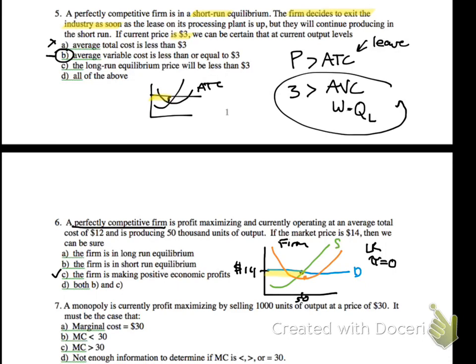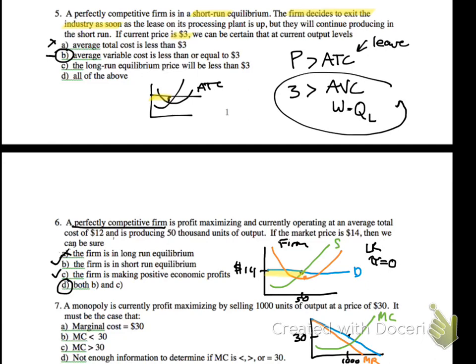So that means right now it's not in the long run. It must be in the short run because they're making profits as well. So the answer is D, both B and C. Okay, so now a monopoly is currently profit maximizing by selling 1,000 units of output at the price of 30. So let's take a look at that.